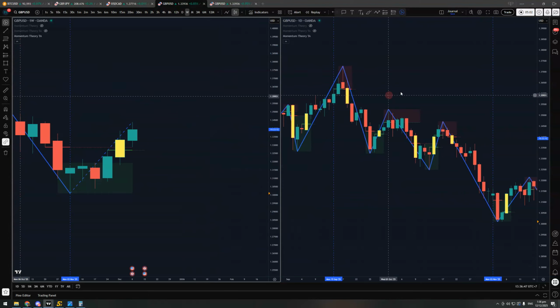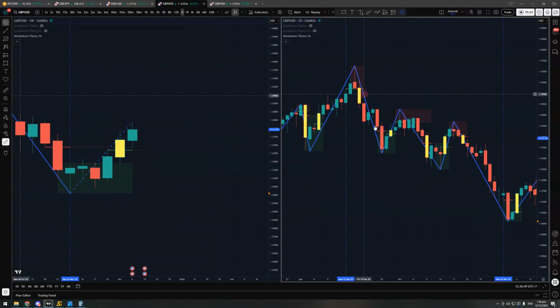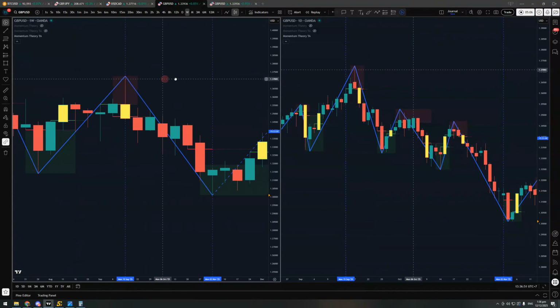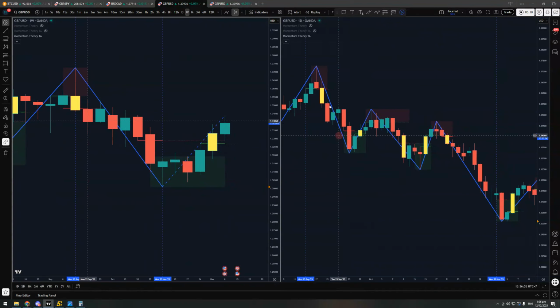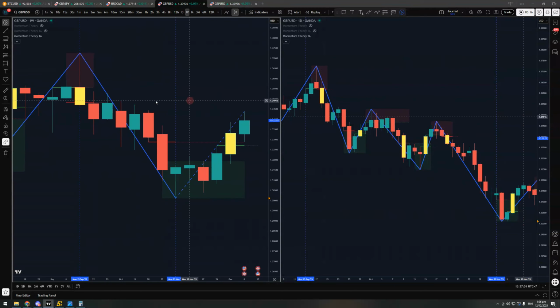If I look at the daily chart with those swings here, you can see that on the higher time frame weekly, we have that strong swing here. On the daily, it consists of multiple swings that are pulling back. The whole concept of my strategy is to identify the higher time frame direction and then trade the alignment on the lower time frame.